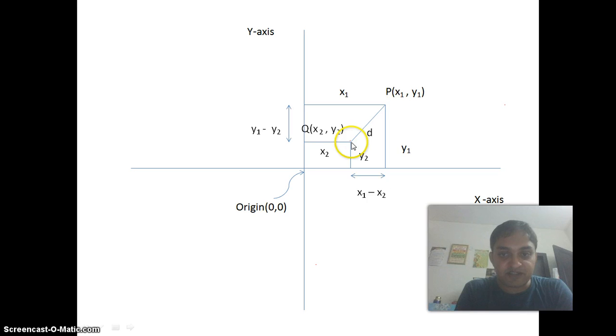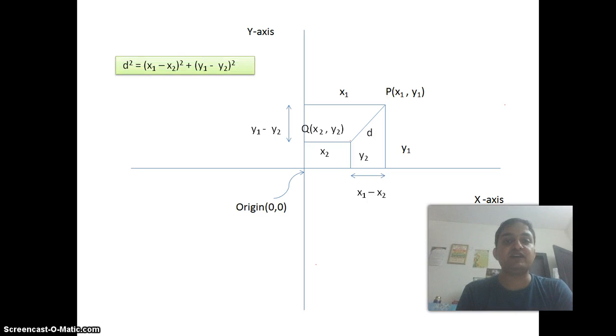Now if we observe carefully, base, height and hypotenuse, these are forming a right triangle. So D is the hypotenuse of a right triangle with base x1 minus x2 and height y1 minus y2. So similarly, applying Pythagoras theorem here also, we can obtain that D square is equal to x1 minus x2 whole square plus y1 minus y2 whole square. So here we can conclude that distance between 2 points D is given as square root of the sum of squares of differences of 2 points x coordinate and y coordinate.